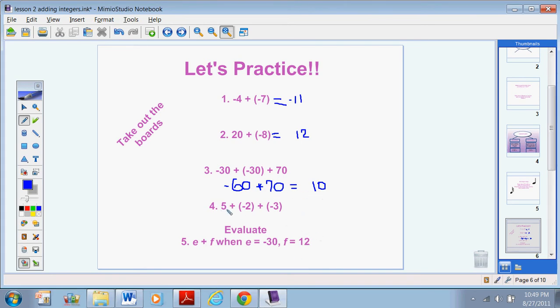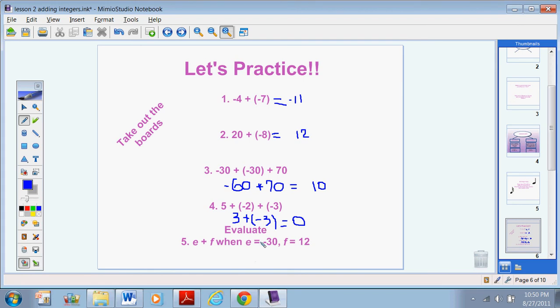Okay, number 4. 5 minus 5 plus negative 2. 5 is positive, 2 is negative, different signs, subtract, so that will give us 3, and we keep the sign of the bigger number, so 5 is bigger, 3 stays positive. Bring down plus negative 3. Now this one should be easy. Those two are opposites, so we know it's going to be 0.